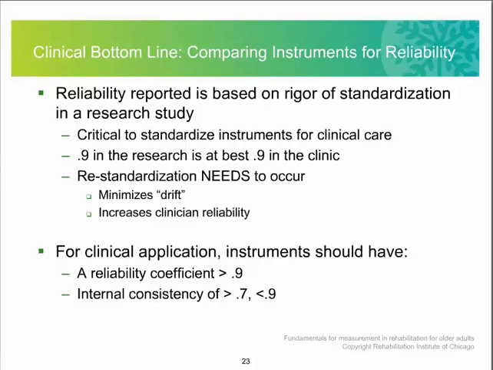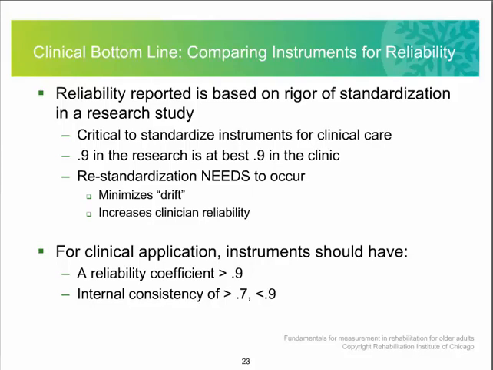To summarize the clinical bottom line for reliability, there are a few important points to remember. When assessing an instrument's reliability, it is critical to remember that the reliability coefficient is derived from a research study in which only a few raters were utilized, and they were likely rigorously trained and testing conditions were kept as similar as possible. In the clinical setting, much more variability exists, and many clinicians may be involved in testing.